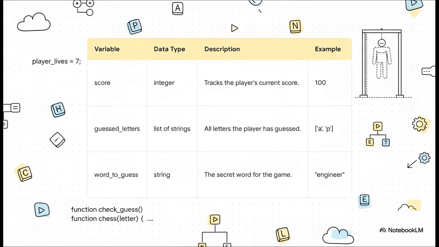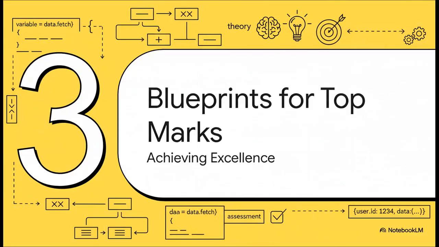And here's a perfect example of what this looks like for our game. Check out the variable score. We define its data type as integer, we describe its purpose, tracking the player's score, and we give an example, like 100. Or look at guess letters, which is a list of strings. This level of detail completely eliminates any confusion, and trust me, it makes the coding part so much easier later on. So we know what these blueprints are and how to make them, but let's be really clear about why mastering them is so critical.